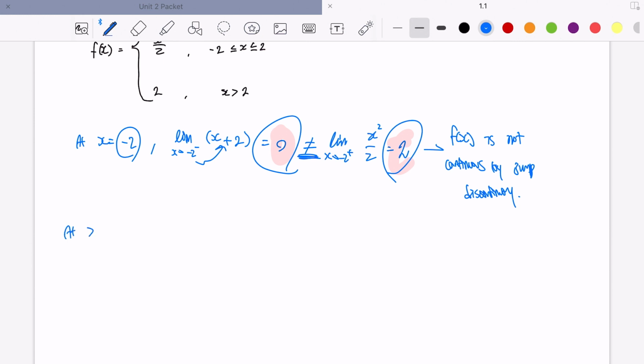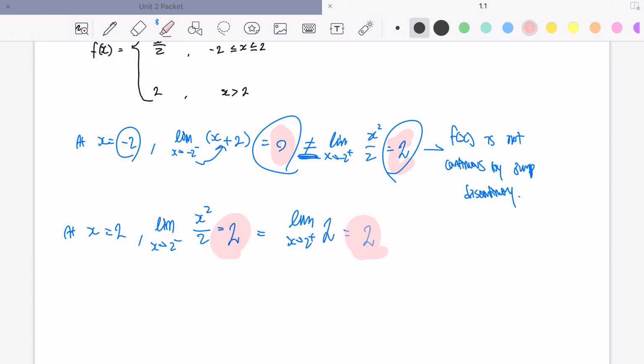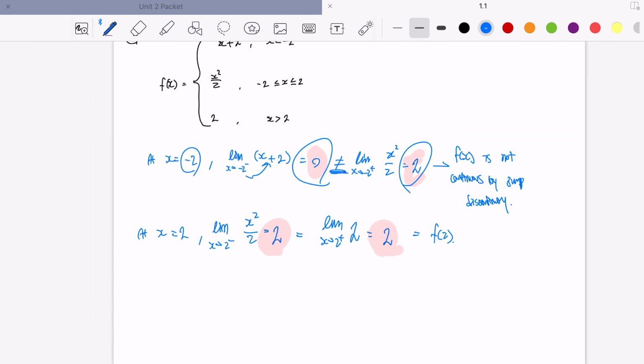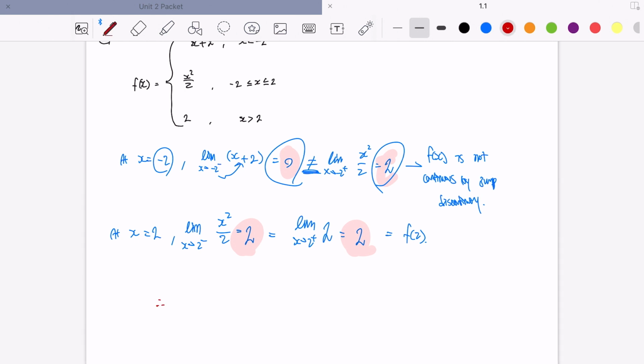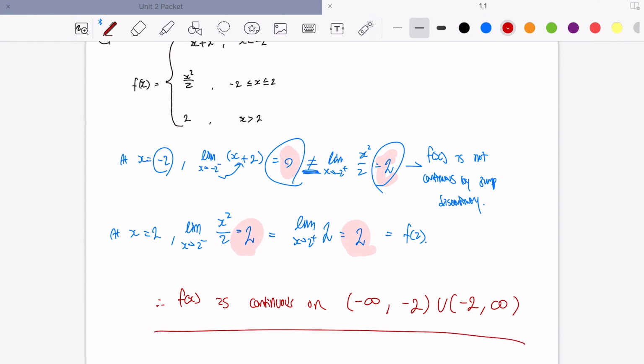Next step, you have to calculate at x equals 2, the limit of x towards 2 minus of x squared over 2 equals 2. This is equal to the limit of x towards 2 plus of the function, which is 2, equals 2. Which turns out that their values are equal. It also equals f(2). This turns out that, as a conclusion, f(x) is continuous on negative infinity to -2 and -2 to infinity. This is it.